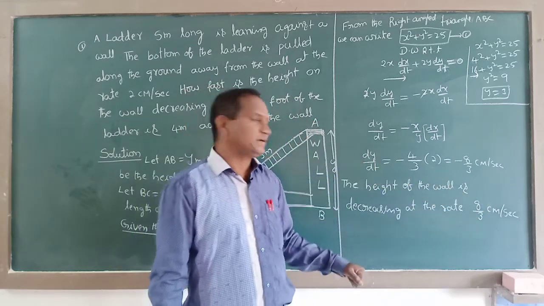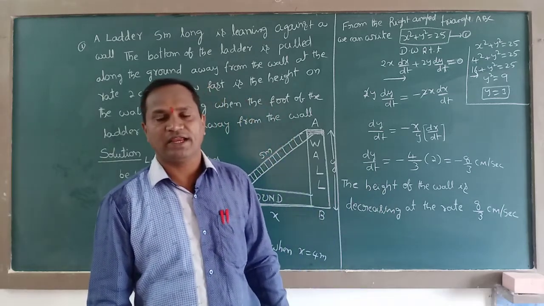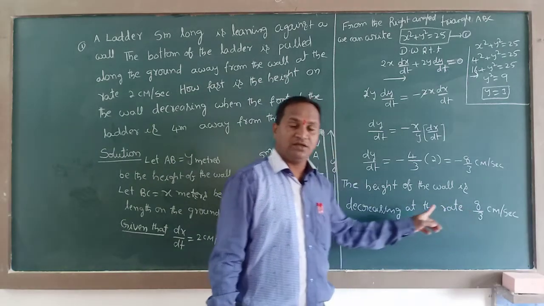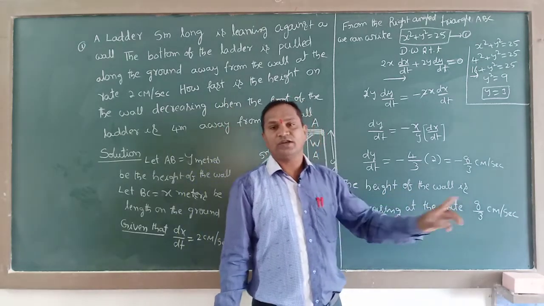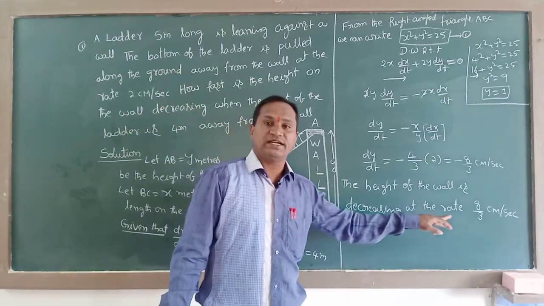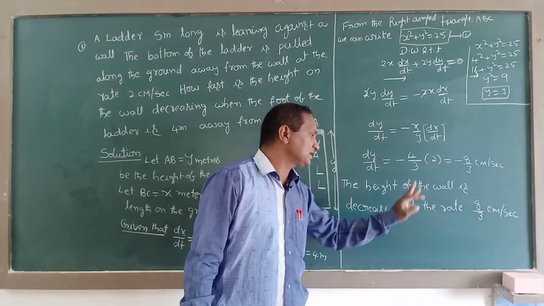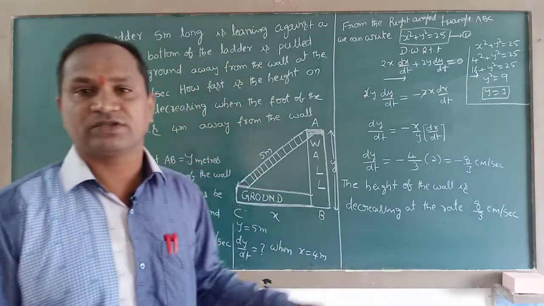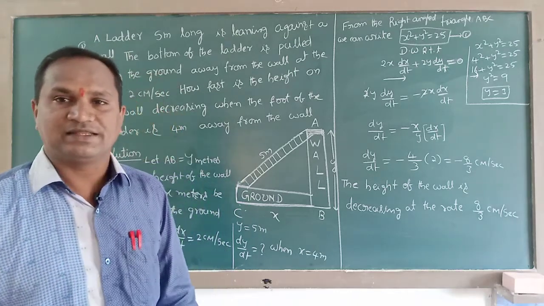That's why minus 8/3 means we should write in words the height of the wall is decreasing at the rate of 8/3 centimeter per second. And once again we should not write minus here. Already we have mentioned in the words decreasing, no, that's why minus will not come. If you have not mentioned the decreasing, then minus will come, no problem. That's why here I did not write minus, and before that I have written in words the height of the wall is decreasing at the rate of 8/3 centimeter per second. Like that we are giving the solution for this question. Let us now solve another question.